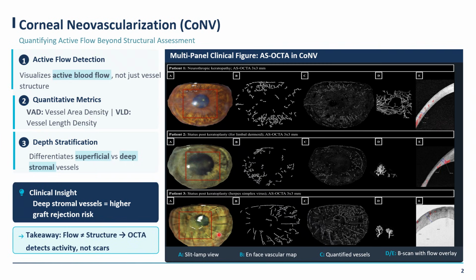This is for penetrating keratoplasty. Also, it is important to determine the depth of the new vessels. As I said, if there are deep blood vessels, this might endanger the cornea for the risk of rejection.